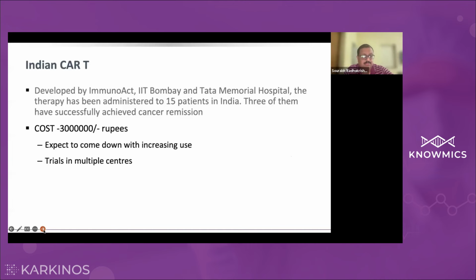So remember, the 30 lakh is only for the CAR T drug. The rest of the chemotherapy, post-chemotherapy, antibiotics, antifungals, multiple supportive care, ICU care if necessary, the nursing, all of these are other additional costs. Approximately, we can add another 20 lakhs to that. So it still remains an expensive option in India, but the development of Indian CAR T has considerably reduced the cost, and probably with increasing use, this cost should come down further and further.